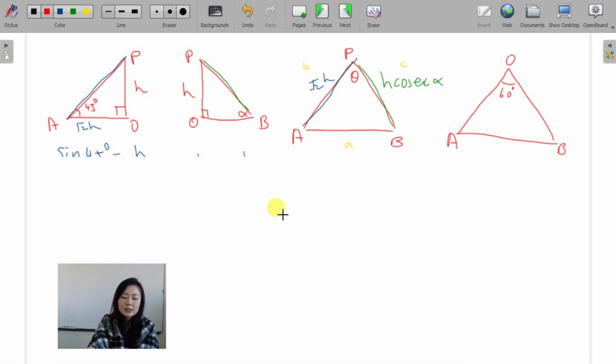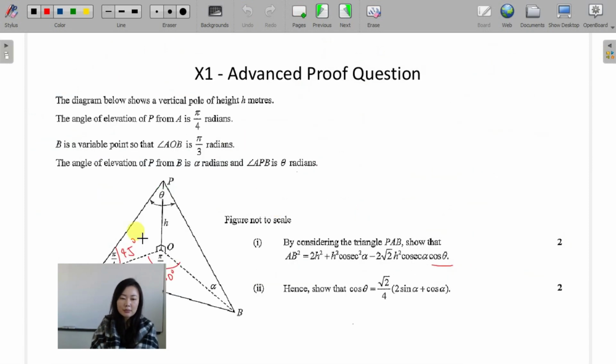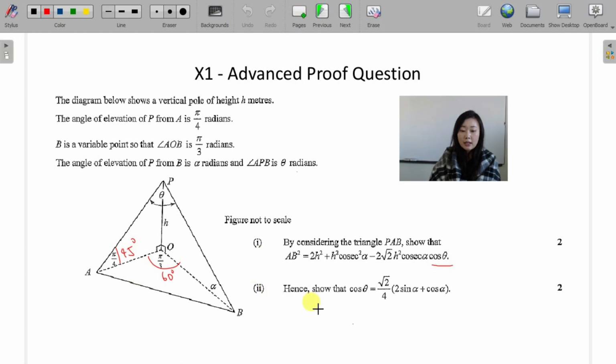All right, so let's go and have a look at the second part. The second part says, hence show cos theta is equal to that, 2 marks. So it's not worth a lot of marks, but mind you, this is probably the last question of an exam paper, so it's not meant to be worth a lot and requires a lot of problem solving and figuring out what to do. All right, so let's think.